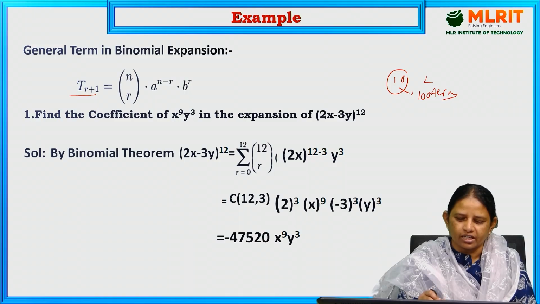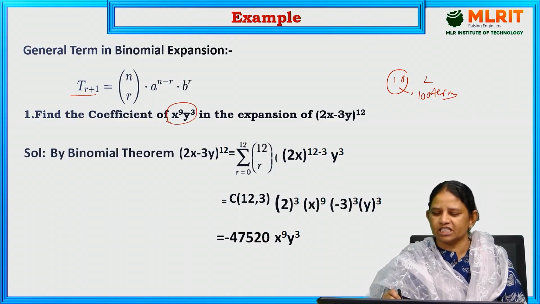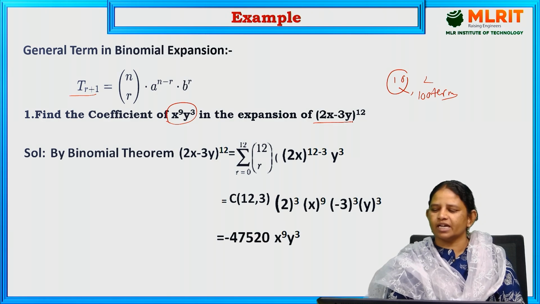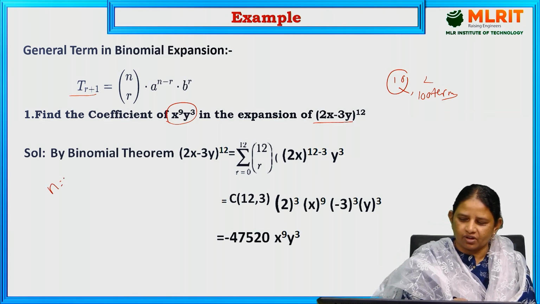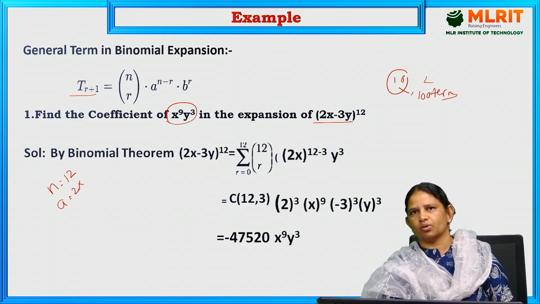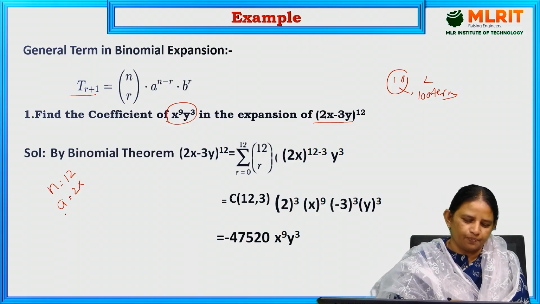We need to find the coefficient of x to the power of 9 and y cube in the expansion of (2x minus 3y) to the power of 12. So what is n? n is equal to 12. What is a? a is equal to 2x, including the sign. Sign is also important in the case of binomial theorem. And what is b? b is equal to minus 3y.